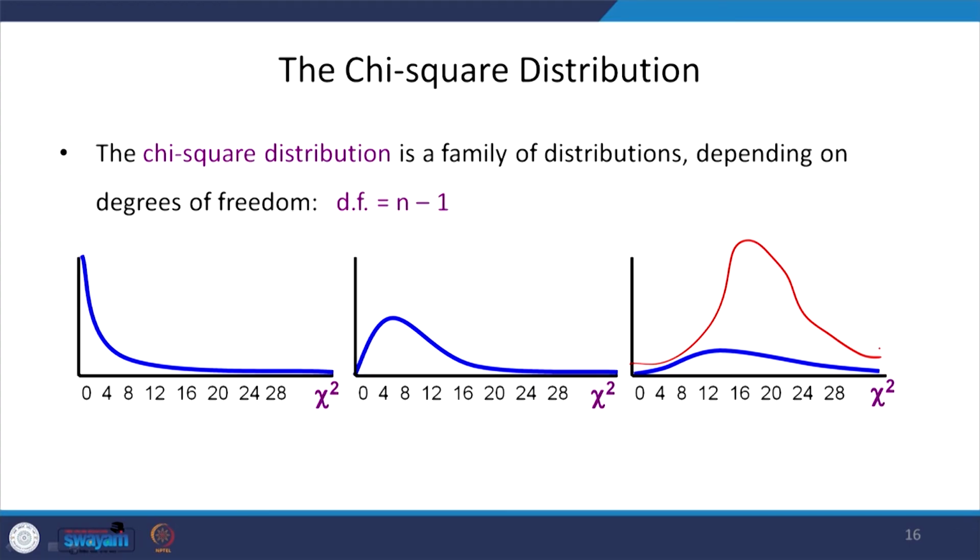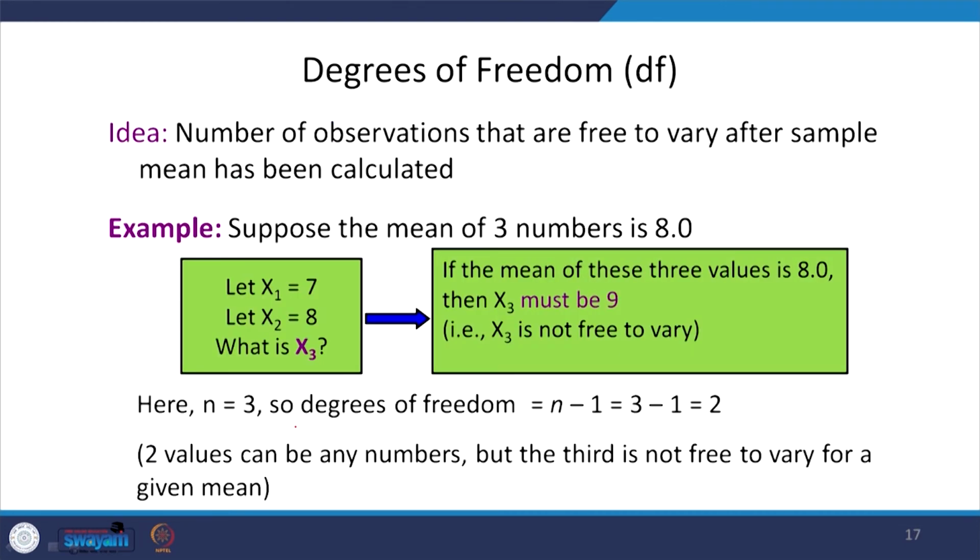What is this chi-square distribution? This x axis is (n minus 1) s square by sigma square. Okay. Then another important concept, degrees of freedom, because many times we will use this concept. We will see what the degrees of freedom is. The number of observations that are free to vary after the sample mean has been calculated, that is the degrees of freedom.